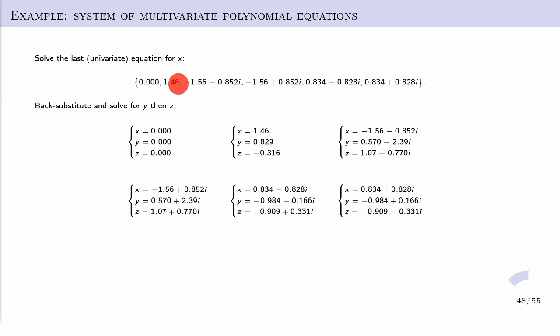If I substitute 1.46, then the solutions are here. So the point 1.46, 0.829, and minus 0.316 is another solution. And here are the 4 remaining solutions. So this way, using Grobner basis and using the elimination theorem, we were able to solve a system of multivariate polynomial equations.